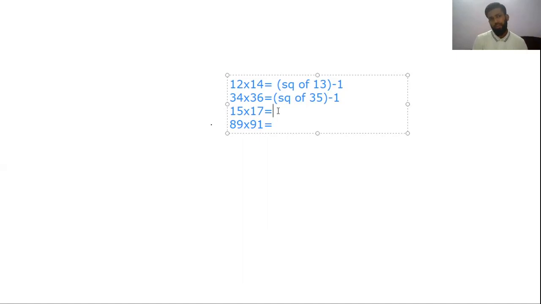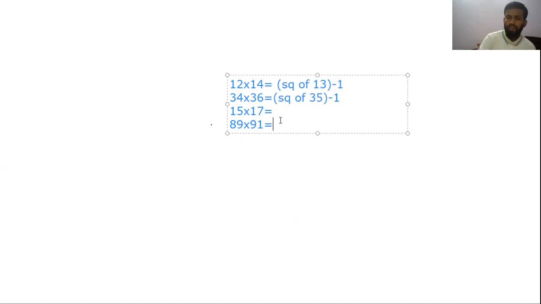89 multiplied by 91. दोनों क्या हैं? Odd हैं, and these are consecutive numbers. So what will be the answer? We need to see the number in between 89 and 91. 89 और 91 के बीच का नंबर कौन सा है? 90. So आंसर कितना होगा? स्क्वायर ऑफ 90 और जो भी वो आएगा -1, right? Square of 90 minus 1.